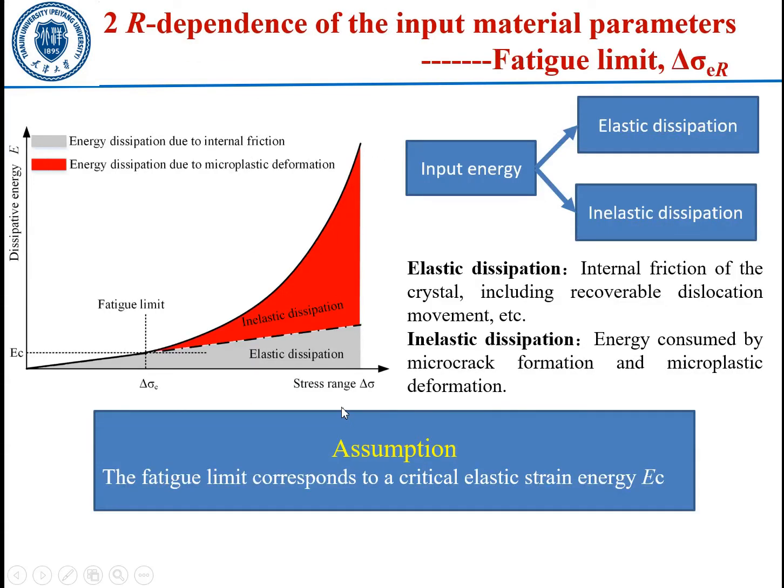In high cycle fatigue, the dissipative energy can be divided into two parts, the elastic dissipation and the inelastic dissipation. The elastic dissipation refers to the internal friction of the crystal, including the recoverable movement of dislocation, and the inelastic dissipation refers to the energy consumed by microcrack formation and microplastic deformation. This energy is responsible for the fatigue failure. When the applied stress range is lower than the fatigue limit, there is no inelastic dissipation. Accordingly, it is assumed that the fatigue limit corresponds to a critical elastic strain energy.